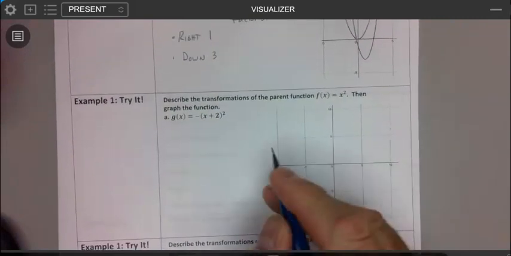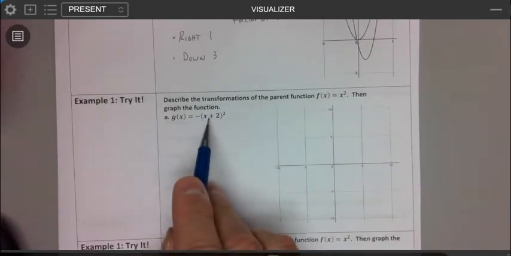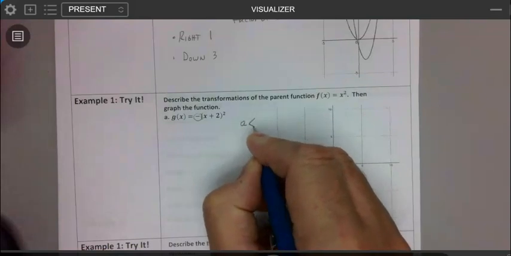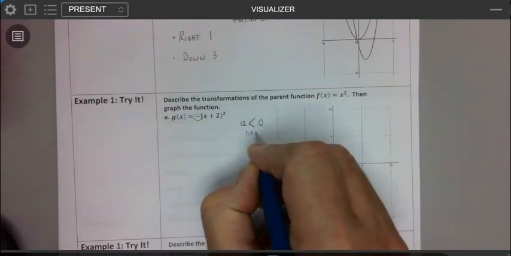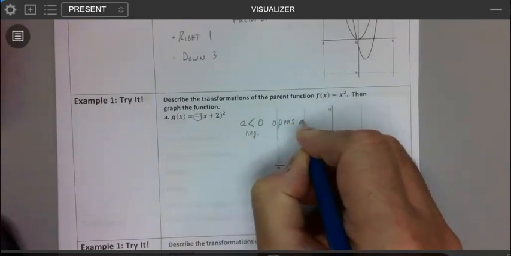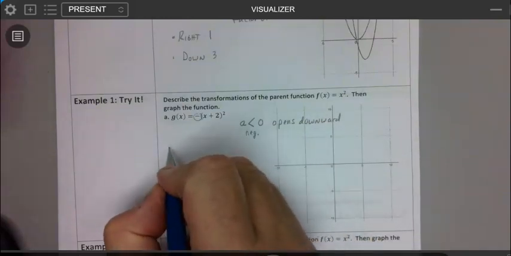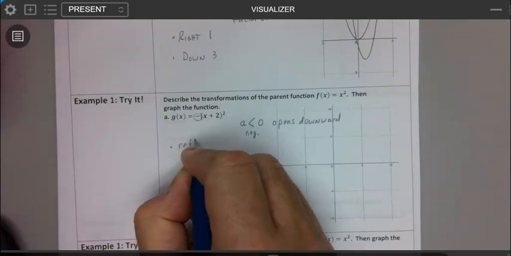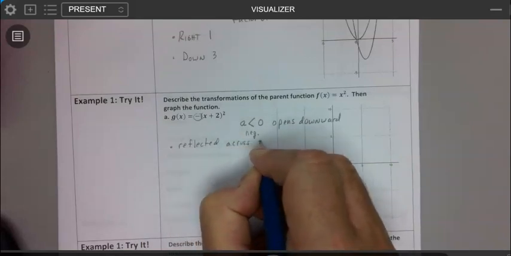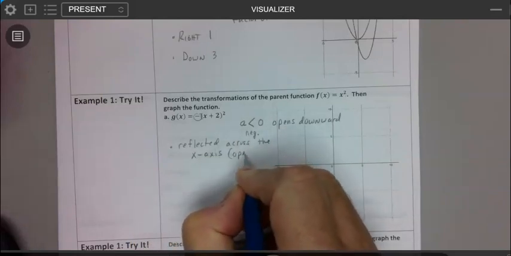This next one here says, describe the transformations of the parent function f of x, which is x squared, to g of x, which is the opposite of the quantity x plus 2 squared. So since a is less than 0, which means it's negative, then it opens downward, which means it's reflected across the x-axis, which means it opens downward. We just talked about that. Opens downward.